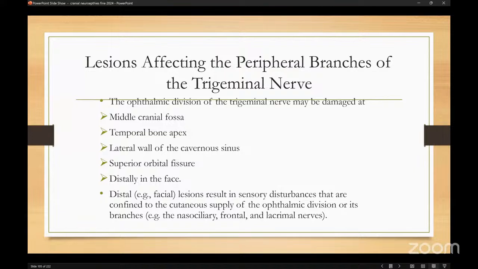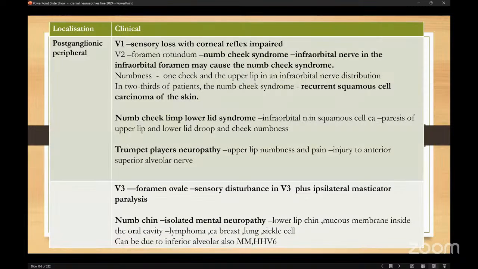Okay, and then when you have lesions affecting the middle cranial fossa, foramen rotundum, foramen ovale, you can get independent maxillary neuropathy or V3 mandibular neuropathies. What is numb cheek syndrome? That is involvement of the infraorbital nerve in the infraorbital foramen, giving rise to numb cheek syndrome. It is usually seen in recurrent squamous cell carcinoma of the skin. Then numb cheek and limp lower lid syndrome is again infraorbital neuropathy in squamous cell carcinoma, because of paralysis of the upper lip and lower lip drooping.